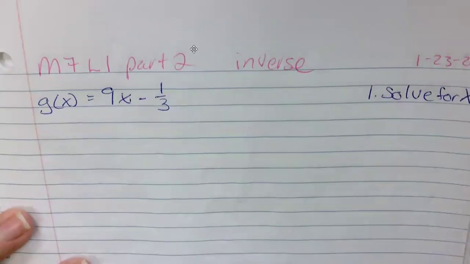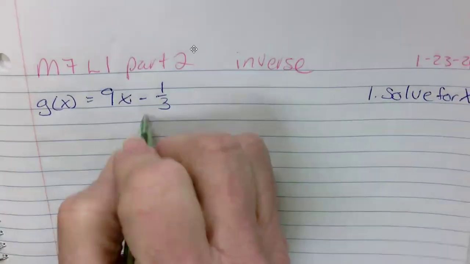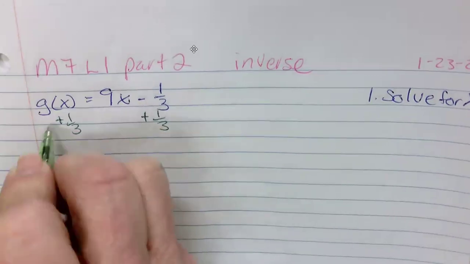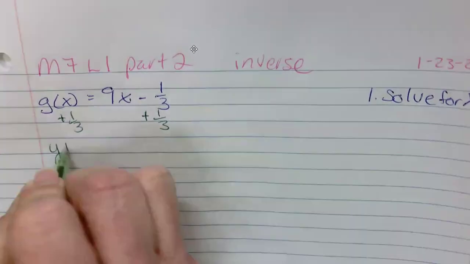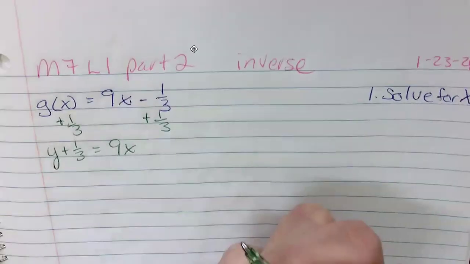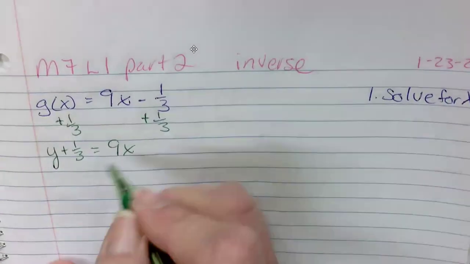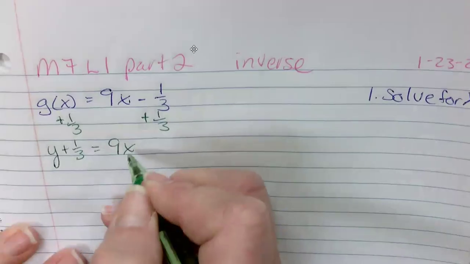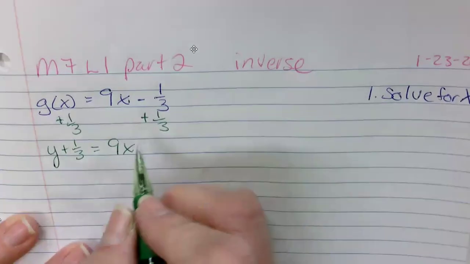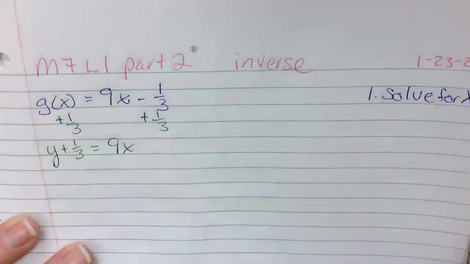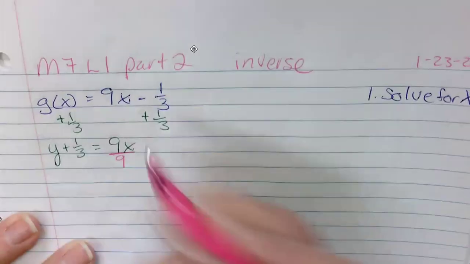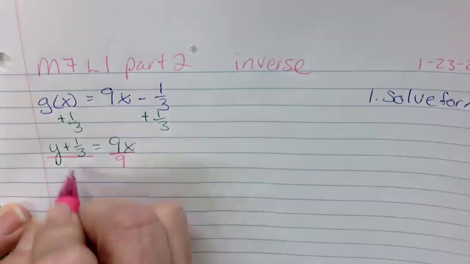To get the x alone, we're going to add 1/3 to each side, and I'm going to change my g of x to a y. Y plus 1/3 equals 9x. The 9 is multiplying times the x, right? This means 9 times x. The opposite of multiplication is division, so I'm going to divide by 9. What you do to one side, you have to do the other.